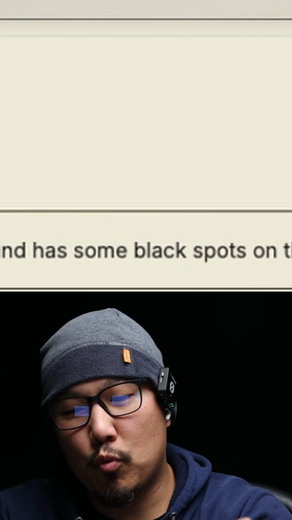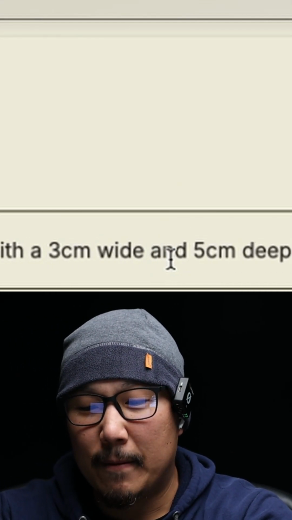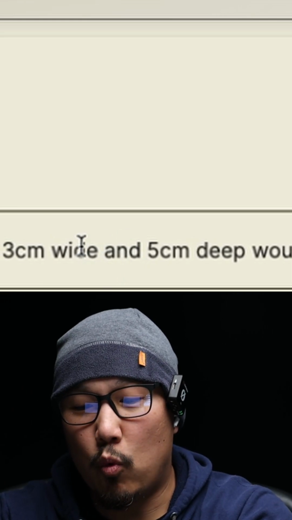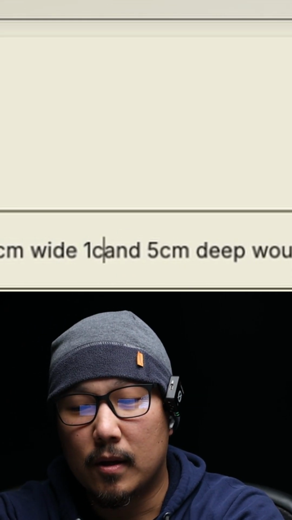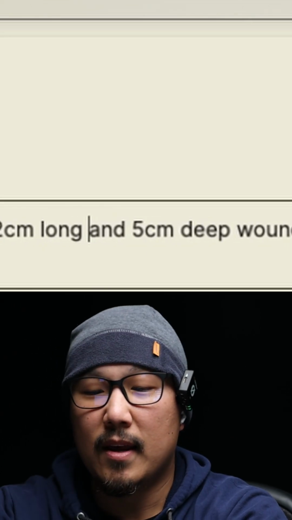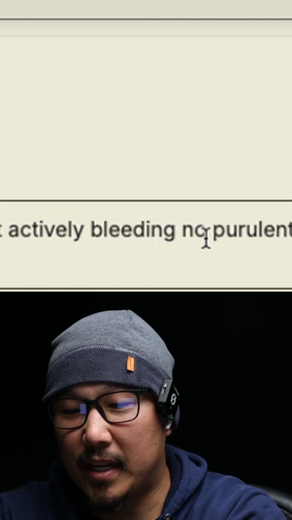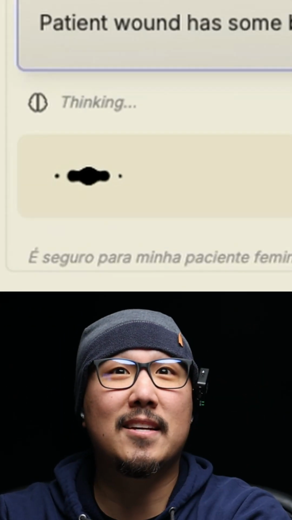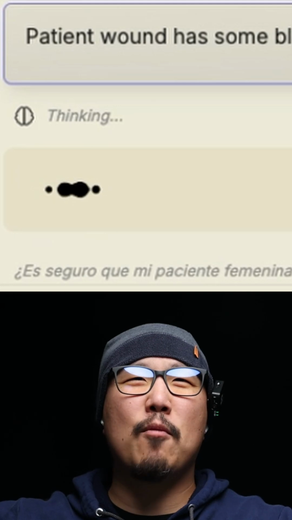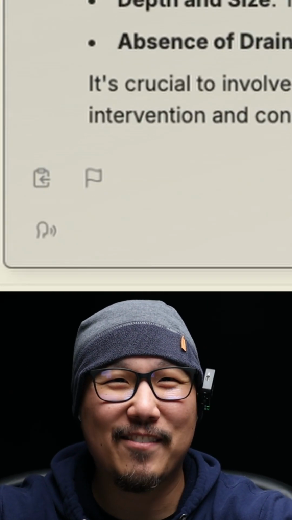So I said patient wound has some black spots on the inside with 3 centimeter wide and 5 centimeter deep wound. And let's say 2 centimeter long and 5 centimeter deep wound. I can see the bone. It's not actively bleeding, no purulent drainage. How do I grade this? Now let's see. ICU nurses, how much would you love it for ER to have access to Intracav?